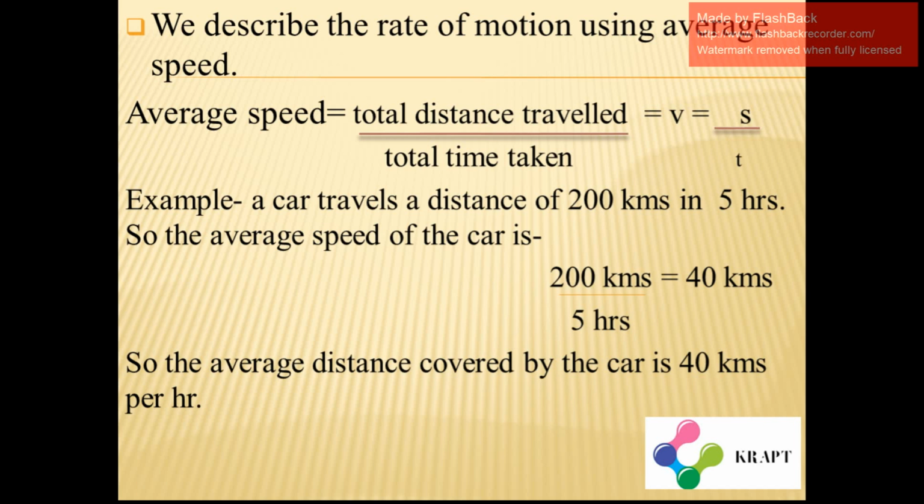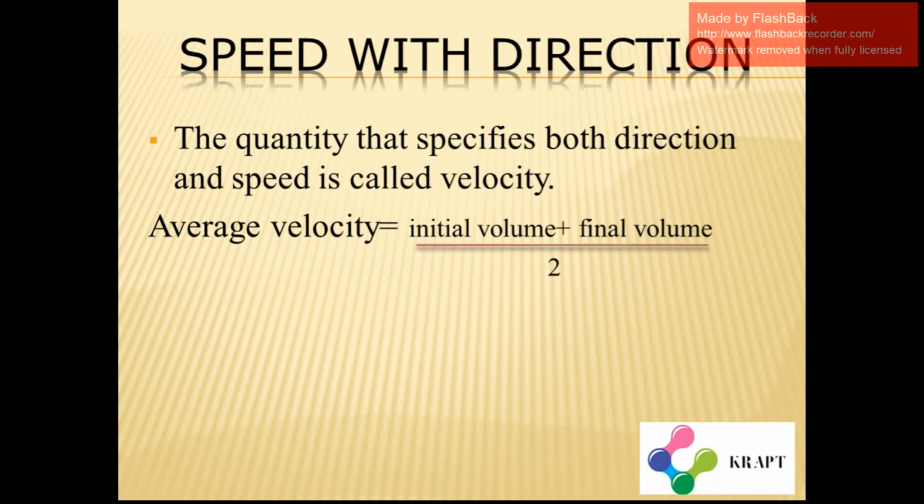The question here is, a car travels a distance of 200 kilometers in 5 hours. So what is the average speed of the car? It is very simple. To find the average speed, it is total distance traveled divided by total time taken. So the total distance traveled is 200 kilometers and the time is 5 hours. So the average speed is 40 kilometers per hour. This is so simple, right?